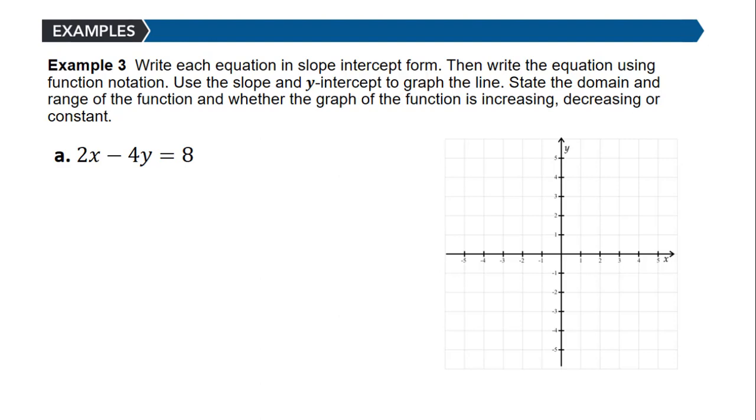Here we have this equation 2x minus 4y equals 8. To write it in slope-intercept form is just code for solving the equation for y. That is, write it as y equals mx plus b. To do this, we first have to subtract 2x to get negative 4y equals negative 2x plus 8.